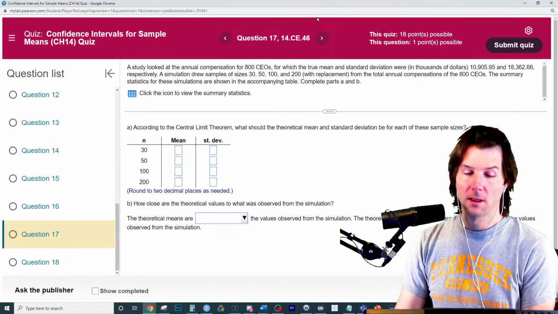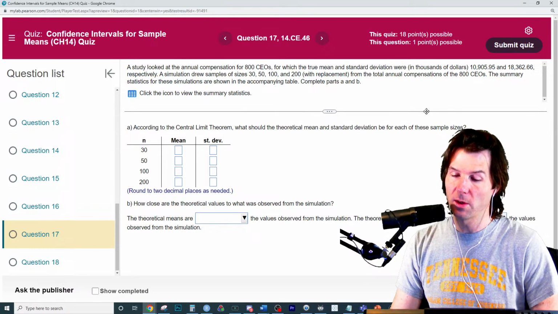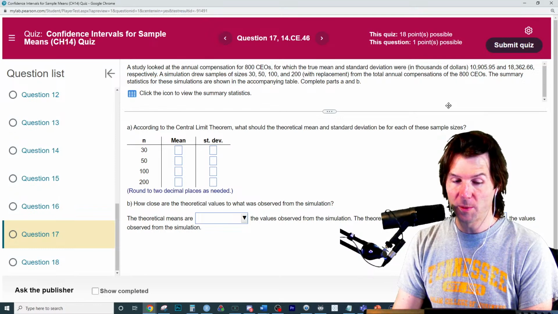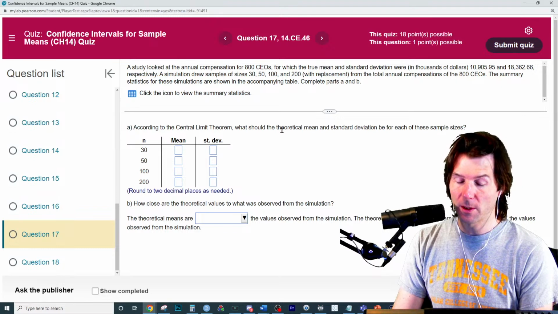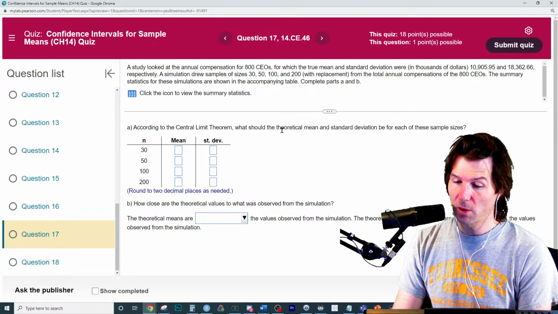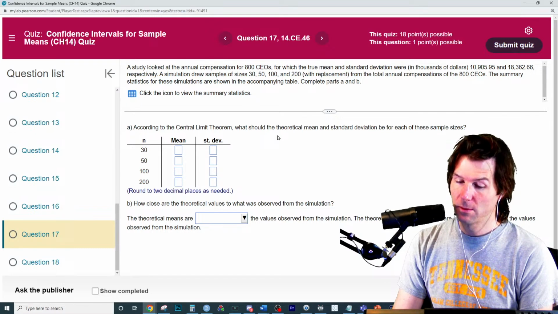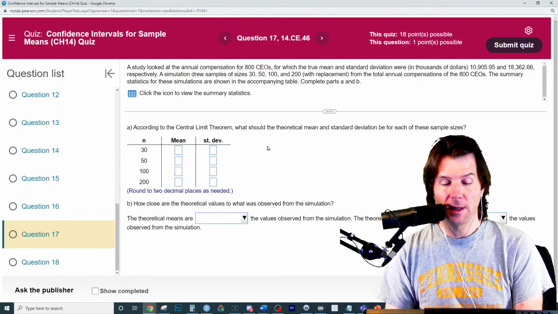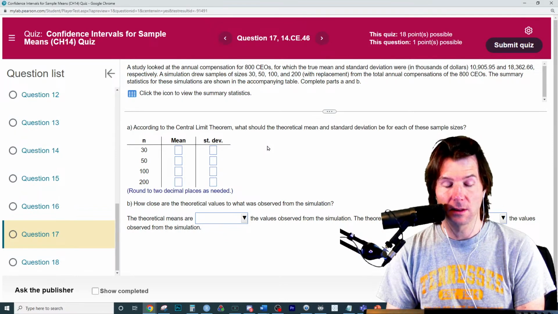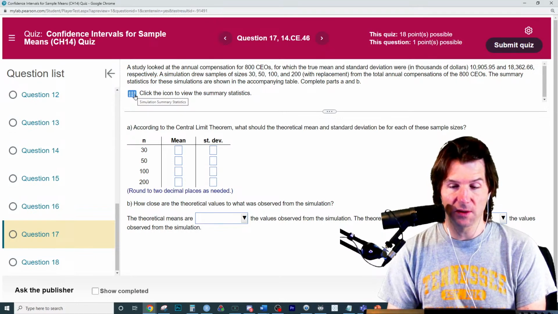A study looked at the annual compensation for 800 CEOs, for which the true mean and standard deviation were blank and blank, respectively. The simulation drew samples of 30, 50, 100, and 200 with replacement from the total annual compensation of the 800 CEOs. The summary statistics for the simulations are shown in the accompanying table. Well, I need to talk to Terry about this question especially. So they're showing you, this is very similar to what we've done previously.